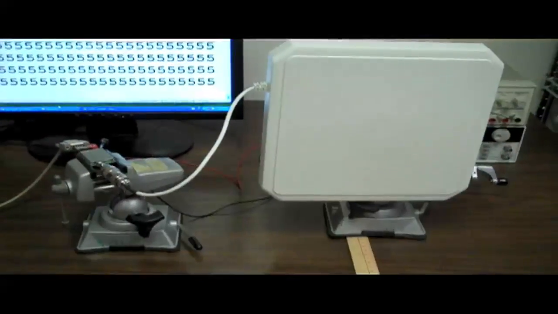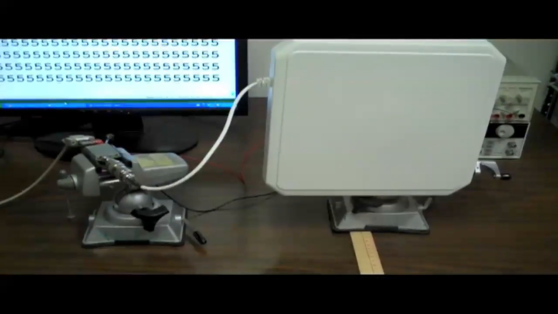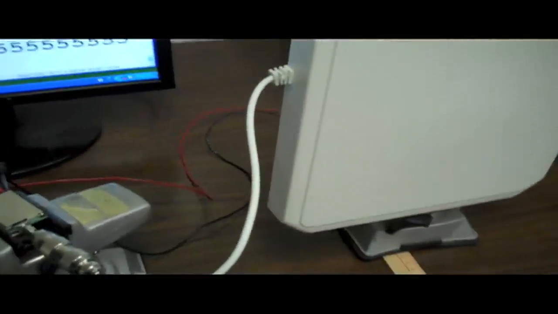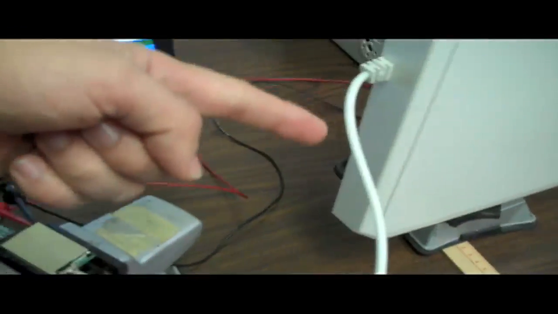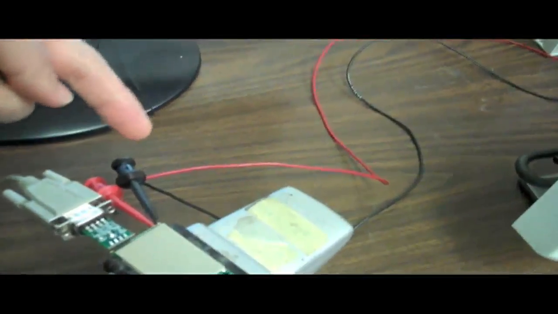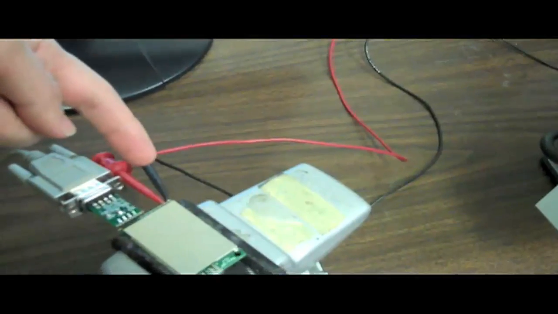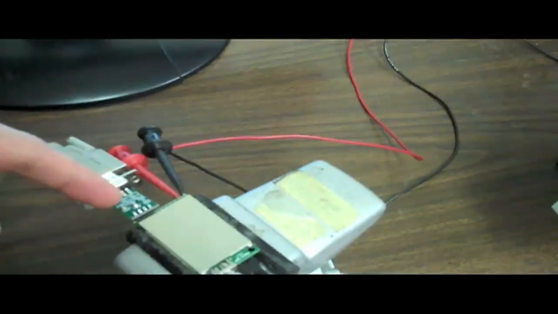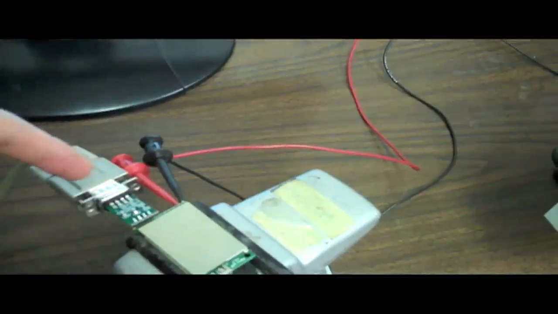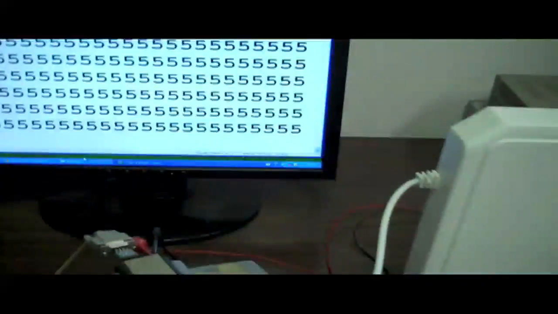Here we have the Nano UHF reader mounted in a vise and connected to the S8658 antenna. As you can see, power is connected in the corner, and we have a serial cable connected to the PC. The data output from the reader can be viewed on the external monitor.